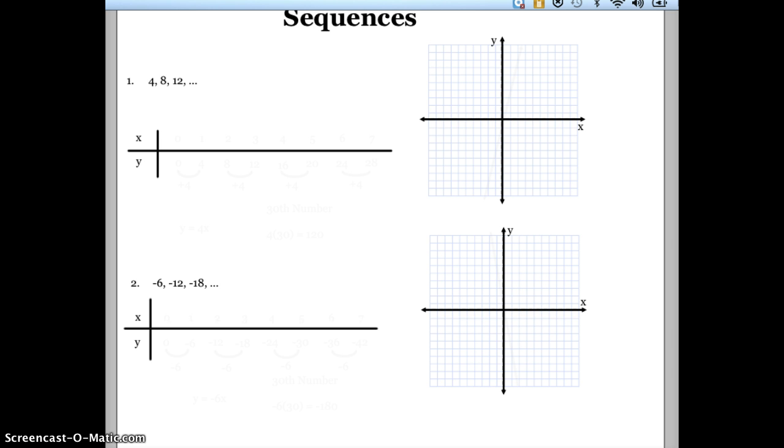So the first sequence we're going to work with is the sequence 4, 8, and 12. Now a sequence is just a pattern of numbers. And if you look at those numbers, you can see the pattern is it's going up by 4 each time.